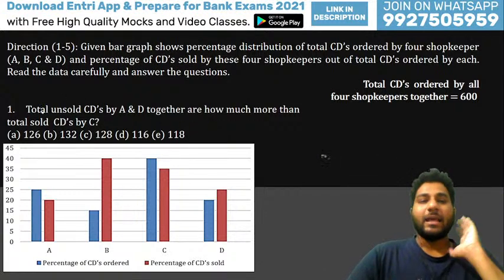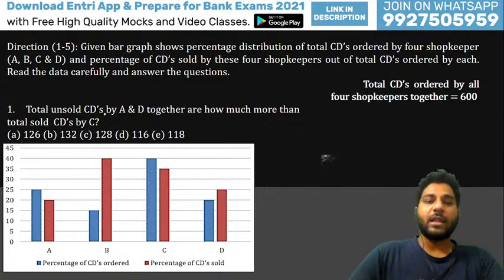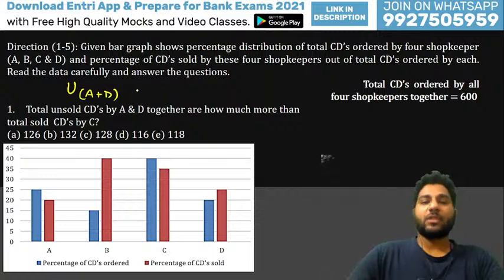First of all, read the question carefully. Total unsold CDs by A and D. So unsold CDs by A and D are how much more than...? That means we have to take the difference of A and D's unsold CDs with C's sold CDs. Okay, C's sold CDs. All right, so let's count it.